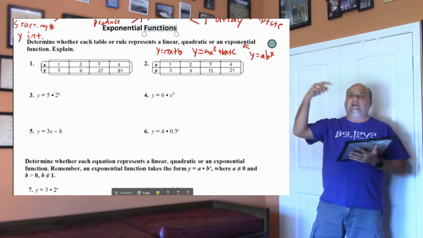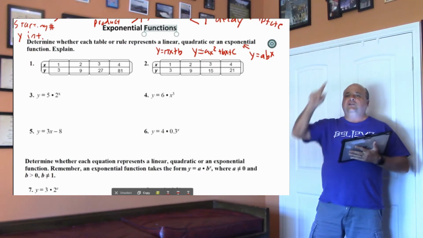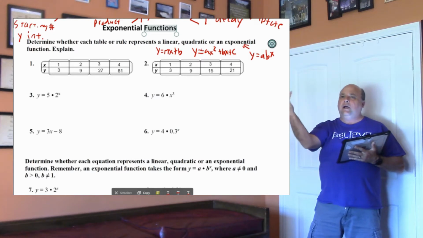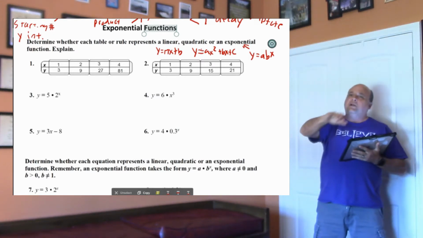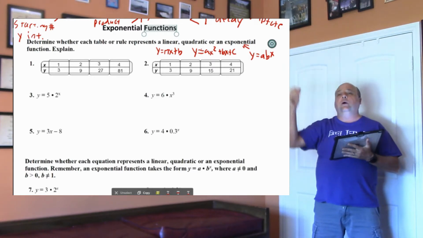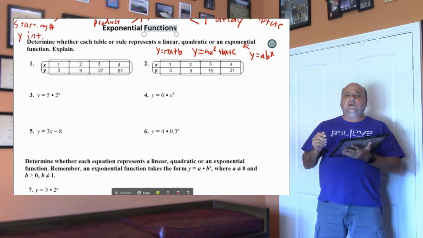If it's linear, it has a constant rate of change. If it's quadratic, it forms that parabola and the table of values is symmetrical. If it's exponential, it's going to have a common product to go up or down. So let's look at the first one.